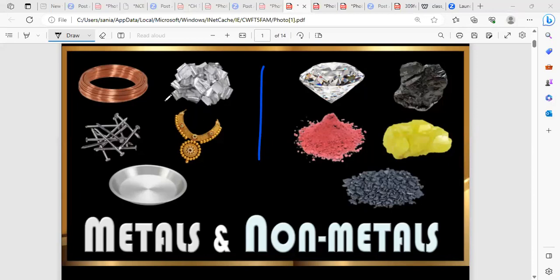Just by looking, how will you get to know that this is a metal and this is a non-metal, right? So for that, we know about the characteristics. For example, I'll say Alvira. For example, this is a girl.